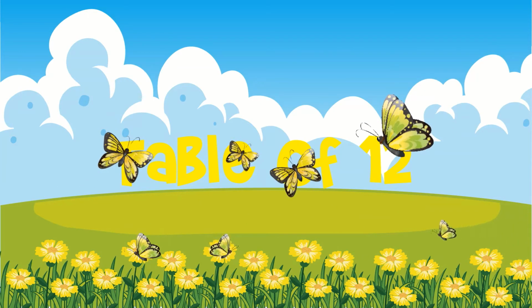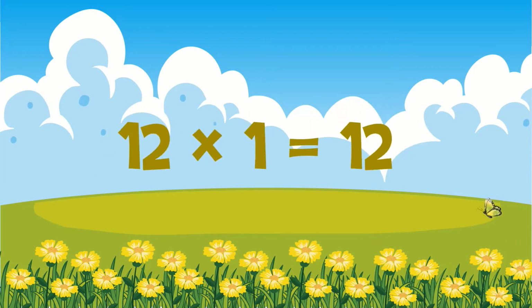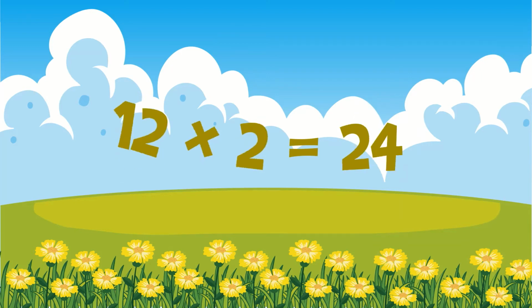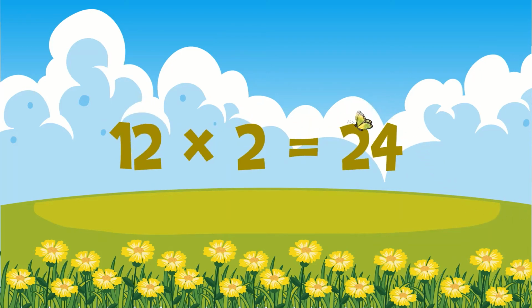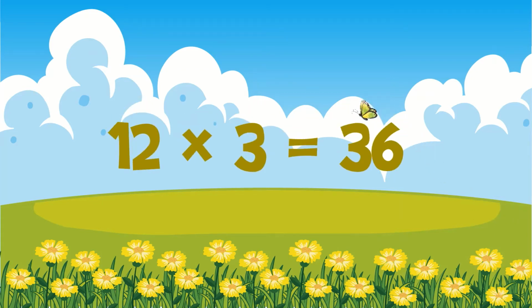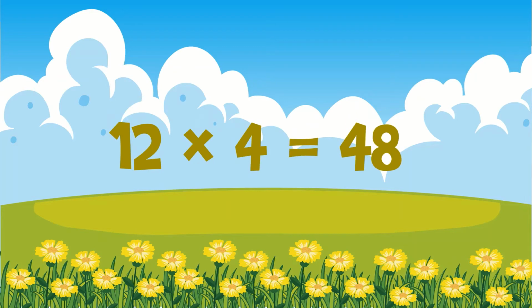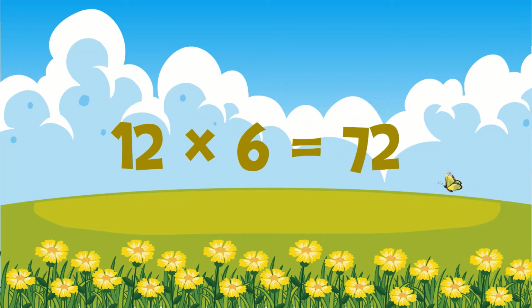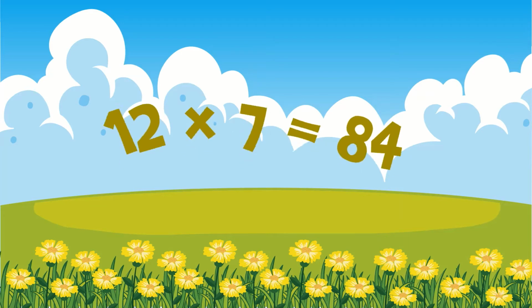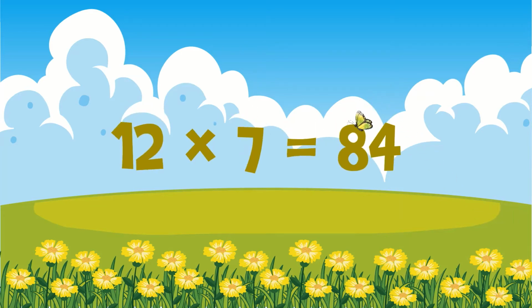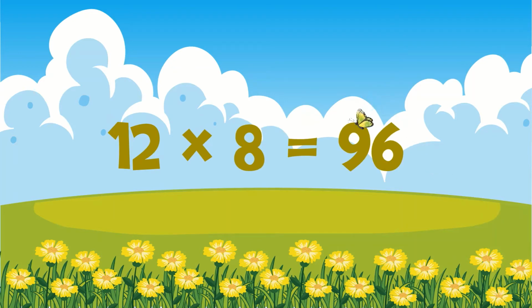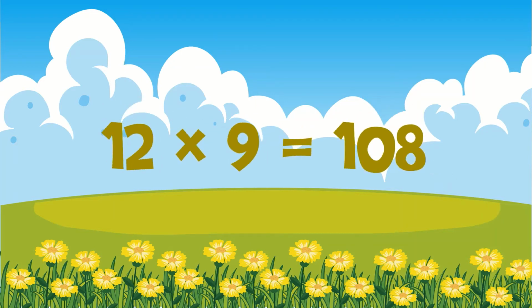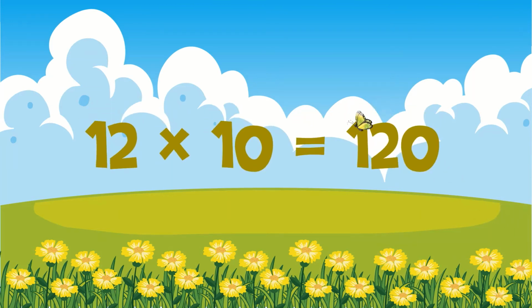Now moving to table of 12. 12 ones are 12. 12 twos are 24. 12 threes are 36. 12 fours are 48. 12 fives are 60. 12 sixes are 72. 12 sevens are 84. 12 eights are 96. 12 nines are 108. 12 tens are 120.